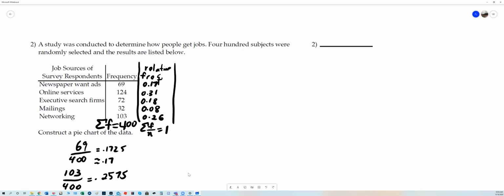Okay, the next one will be the final part of the table that we're doing: central angle. So this will tell you what angle corresponds to this particular category. What you're supposed to do, let me erase that line, is take 360 and multiply it by 0.17, and 360 and multiply it by 0.31.